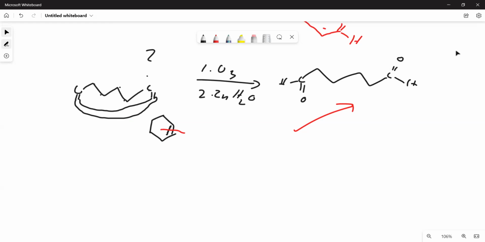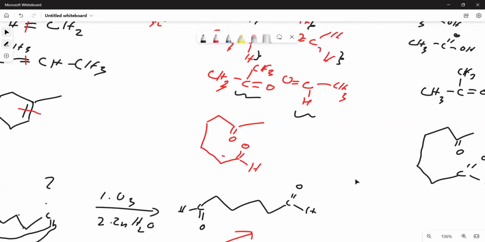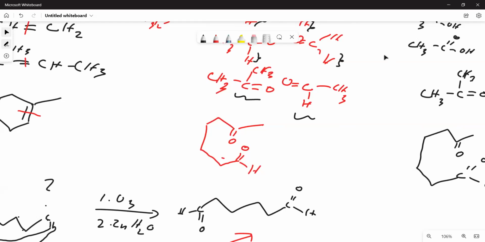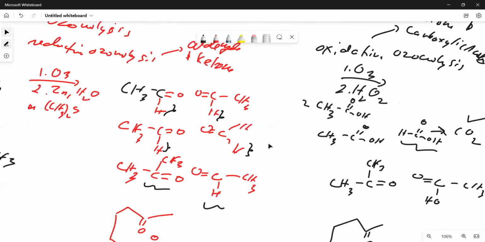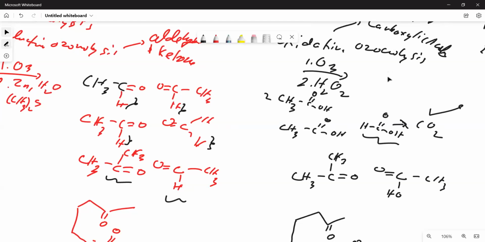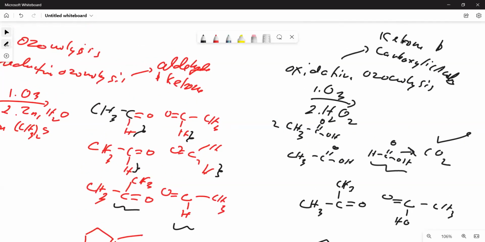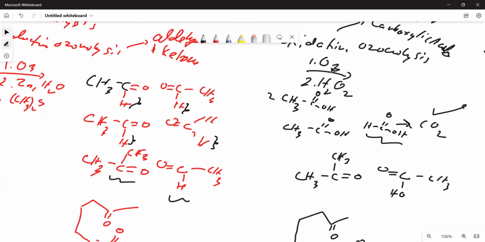Okay, now what will happen if you do oxidative ozonolysis instead of reductive ozonolysis? Well, in oxidative ozonolysis, you are expecting ketone and carboxylic acid products, no aldehyde product. Okay, the aldehyde will become carboxylic acid. Okay, what are the reaction conditions? Well, one would be ozone followed by an oxidizing agent like hydrogen peroxide.